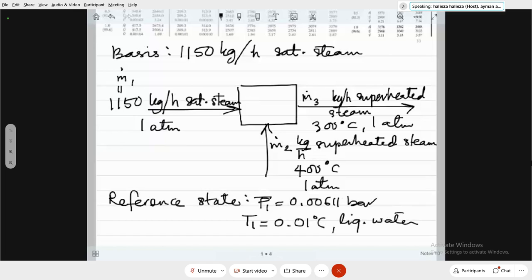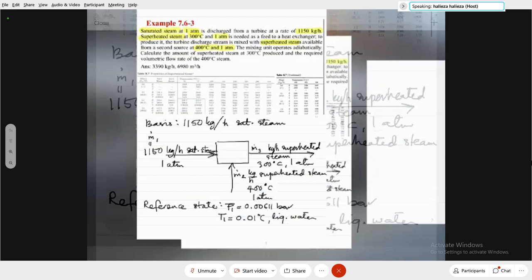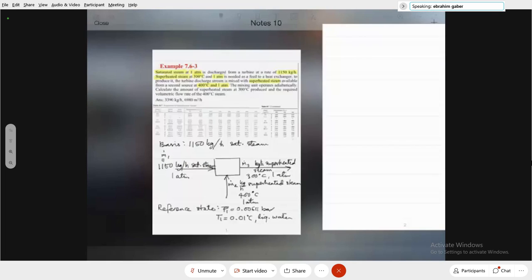We are going to use the steam table because it's mentioned saturated steam, superheated steam. So obviously your reference state must be the same as that of your steam table. Okay, thank you. So next, what to do? Find M1, H1, H2, H3. Okay. Mass balance first.